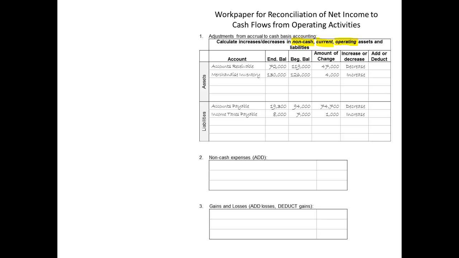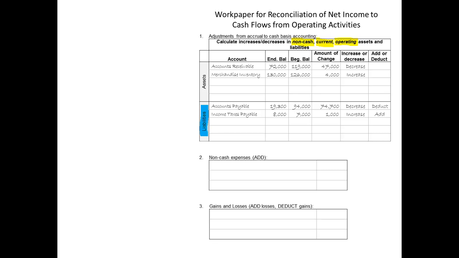The next step, the last column, is fairly easy to do mechanically, but you'll need to refer to another resource for the why. When you are ready to complete the last column of the work paper, start with the liability section. In this section, if the change was an increase, you'll enter the word add, and if the change was a decrease, you'll enter the word deduct.